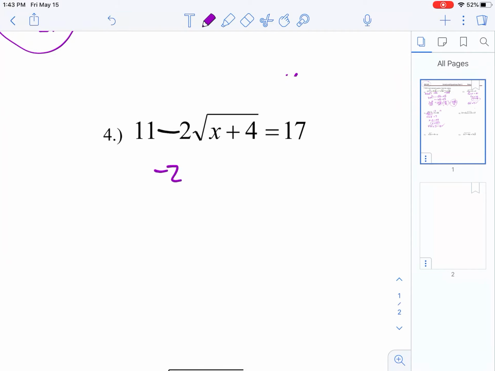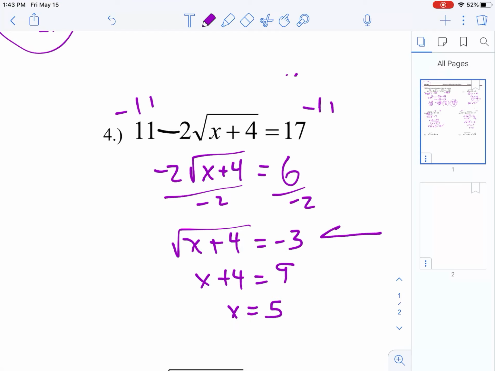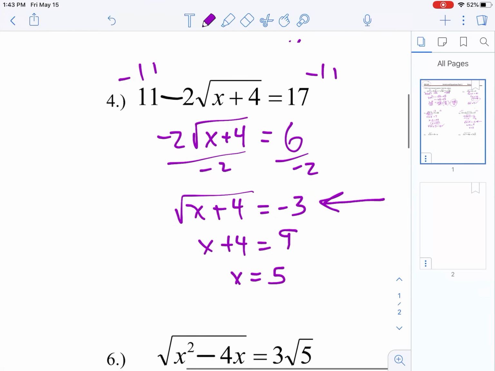All right, again, I want to isolate my irrational sign, or my radical. So I'm going to subtract 11 from both sides. Now I'm going to divide by a negative 2 to even further isolate that radical before I square both sides. Okay, so now I'm going to square both sides, and I'll get x plus 4 equals a 9, so x is equal to a 5. There's something fishy here, but I'm going to keep going. So let's just check that.